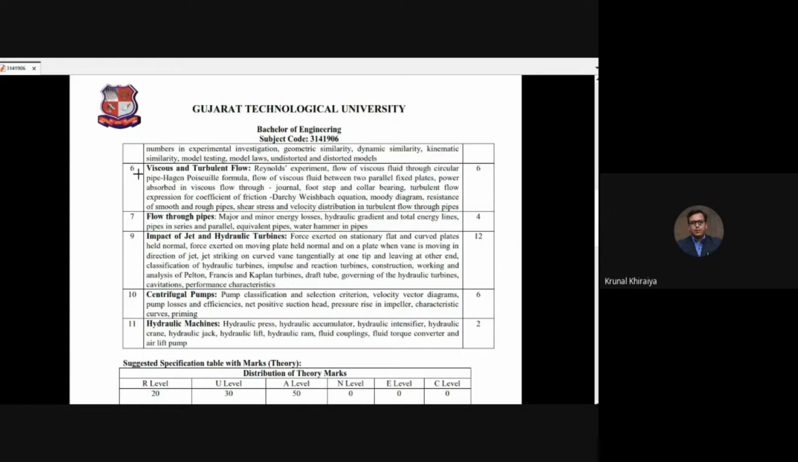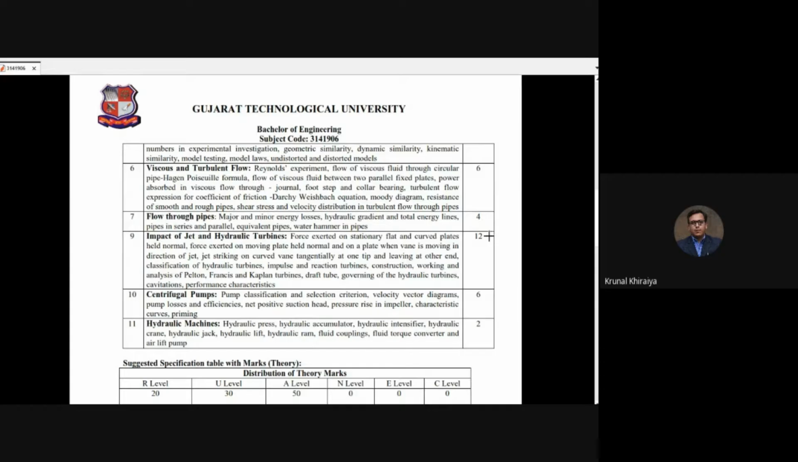Then in chapter number 6 we have viscous and turbulent flow through pipes. And in chapter 7, flow through pipes, in which we consider major and minor losses. Then chapters 8, 9 and 10 are impact of jet and hydraulic turbines, centrifugal pumps and hydraulic machines. These three chapters belong to the hydraulic machine components.